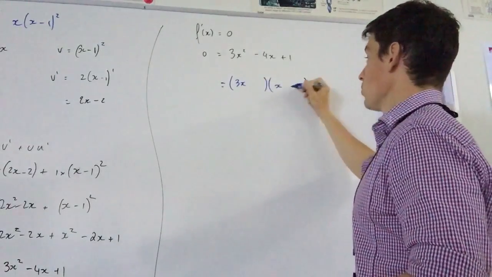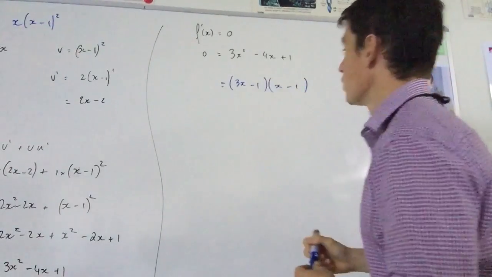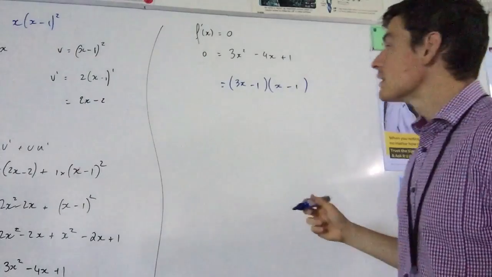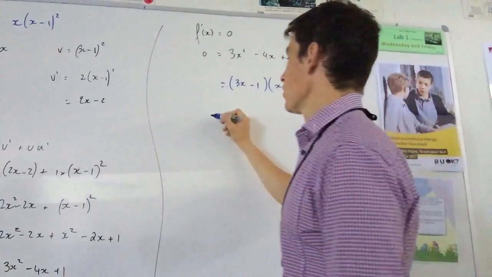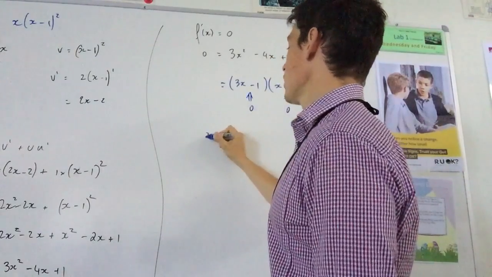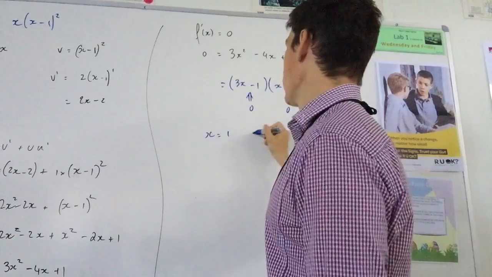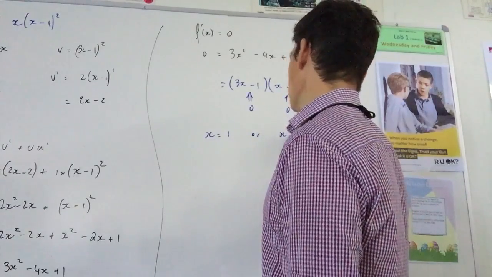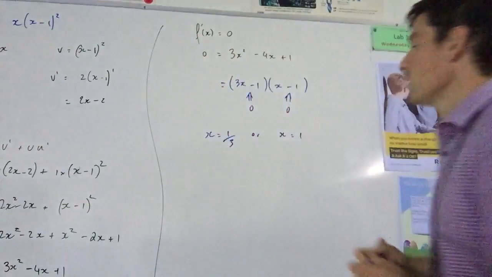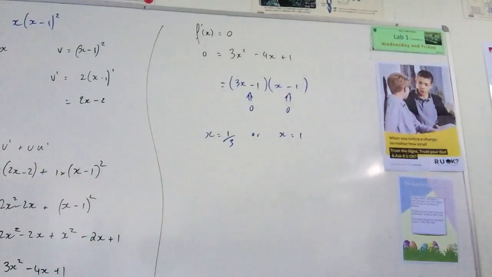They're going to have to be minus 1, minus 1. Those are the values I get. So in that scenario, either this equals 0 or this equals 0. So x equals 1/3 or x equals 1. Those are the values I get.